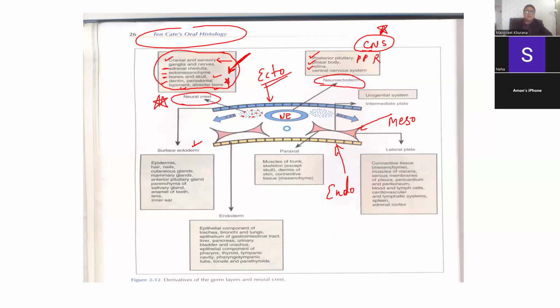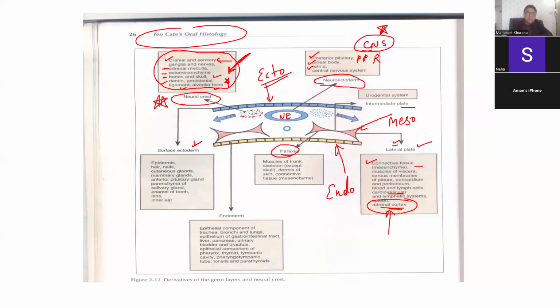Next we have the mesoderm. If you remember, the mesoderm is divided into lateral plate, intermediate plate, and paraxial mesoderm. The lateral plate gives rise to connective tissue, which is known as mesenchyme, muscles of viscera, serous membranes of pleura, pericardium and peritoneum, blood and lymph cells, cardiovascular and lymphatic systems, right? Adrenal cortex. Sometimes you get questions on this: the lateral plate forms the adrenal cortex. So the source of the adrenal cortex is the lateral plate. It is a mesodermal structure.